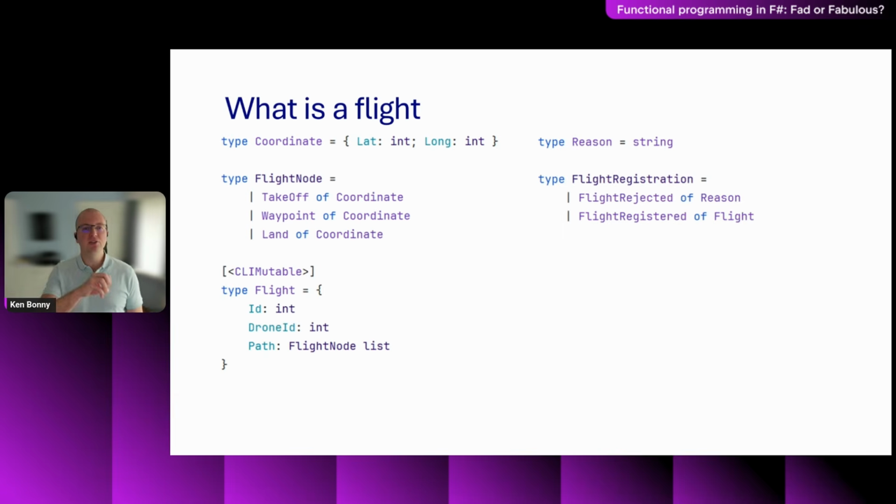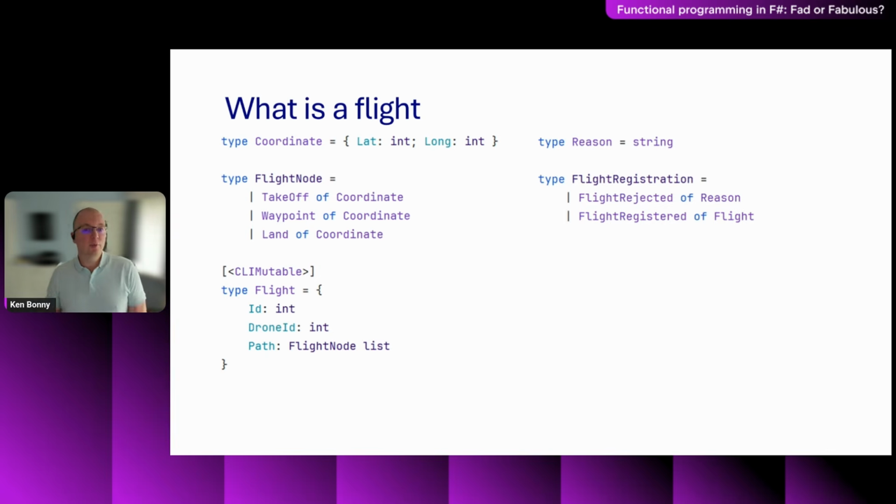And then we are going to talk about a flight path. And a flight path consists of several nodes, of which we have takeoffs, we have waypoints in the air, and we have landings. But we can combine these in any order we want. Well, preferably we start with a takeoff, and then we will fly a path, we'll land, we'll take off again, we'll fly further, we'll land again. And we will describe this in the flight entity with the CLI mutable to make it accessible to Entity Framework.